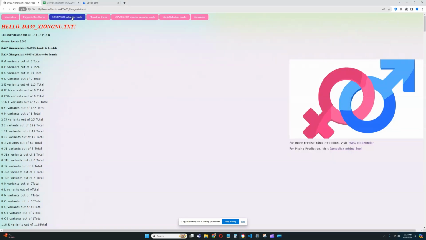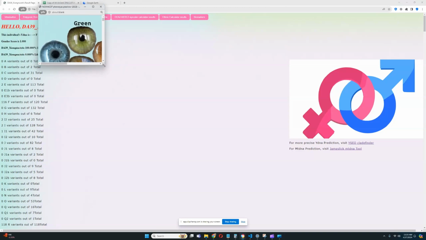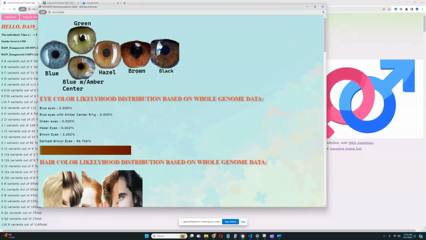Let's look at what he scores for the Nashakot calculator results, what he looks like. So it looks like he's got darkest brown eyes. There is 96.7% likelihood of that. Definitely very dark eye color. Pretty much no likelihood of any eye color lighter than brown. Even for brown, only 3% likelihood. So most likely he's got darkest brown eyes for sure.